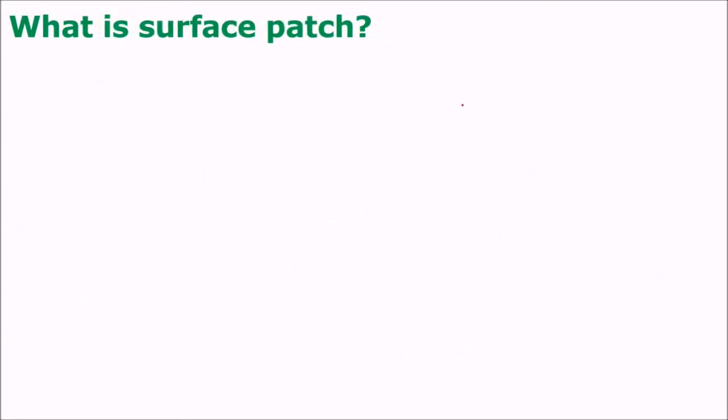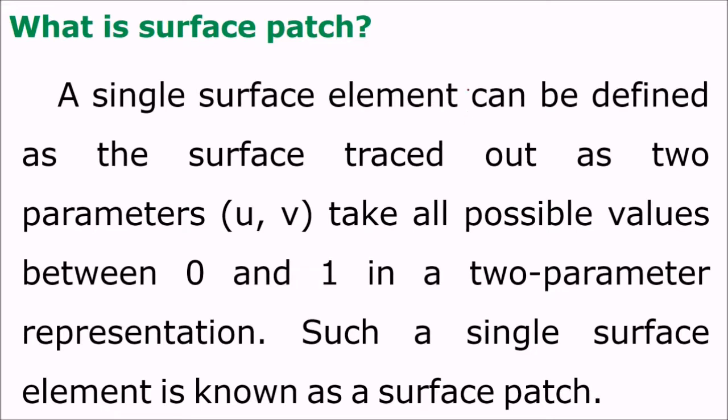Surface patch. What is a surface patch? A single surface element can be defined as the surface traced out by 2 parameters u and v, which take all possible values between 0 and 1 in the parameter representation. Such a single surface element is known as a surface patch.